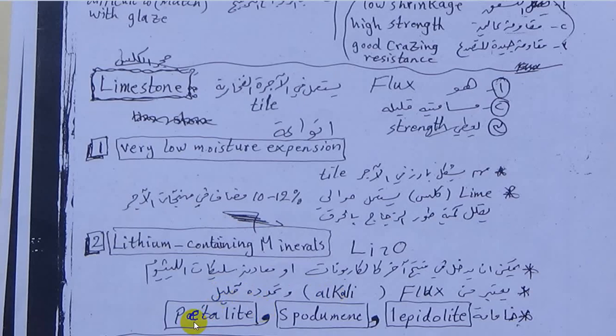The types of raw materials for the lithium containing minerals, in front of the Li2O, are going to be listed as follows: petalite, spodumene and lepidolite. These are the lithium oxide ores as you can see in front of you.